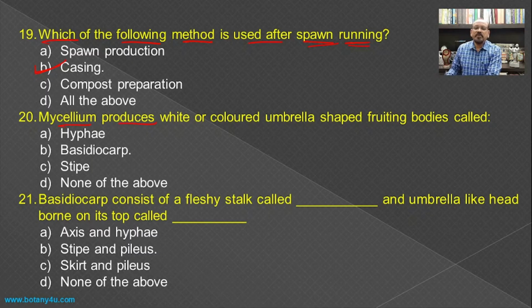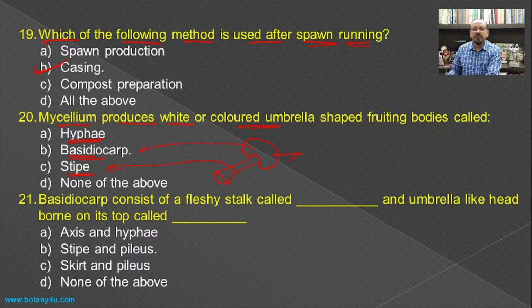Then mycelium produces white or colored umbrella-shaped fruiting bodies called as? It means that here such a type of fruiting body is produced, and this fruiting body is known as basidiocarp. Hyphae is a vegetative part, basidiocarp is the fruiting body, and stipe is the stalk.